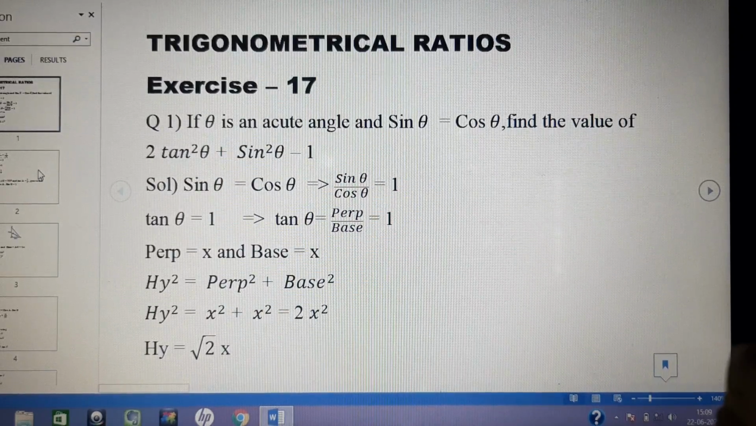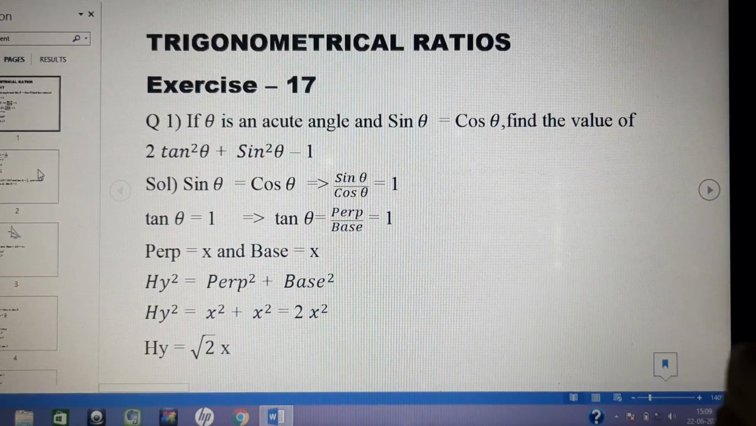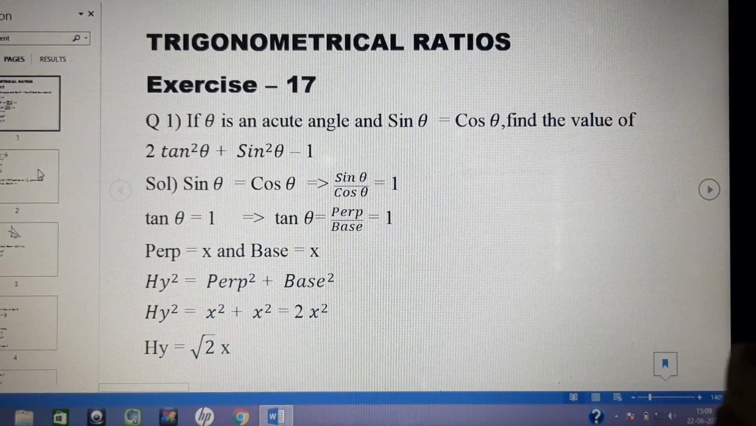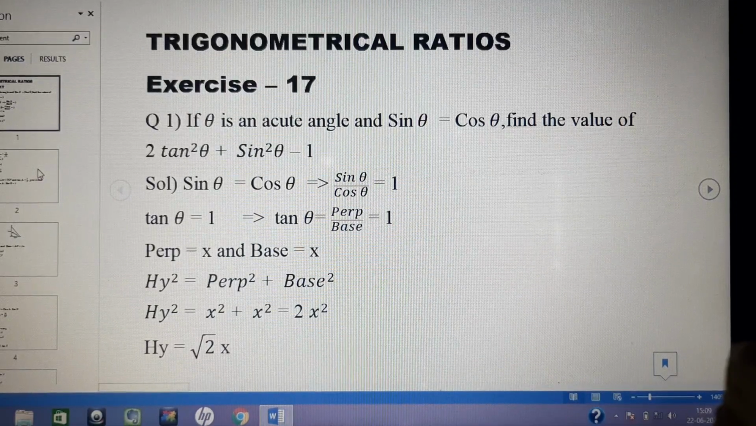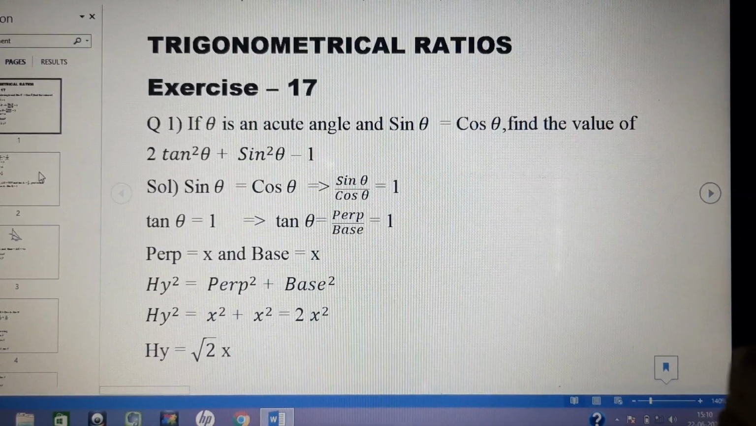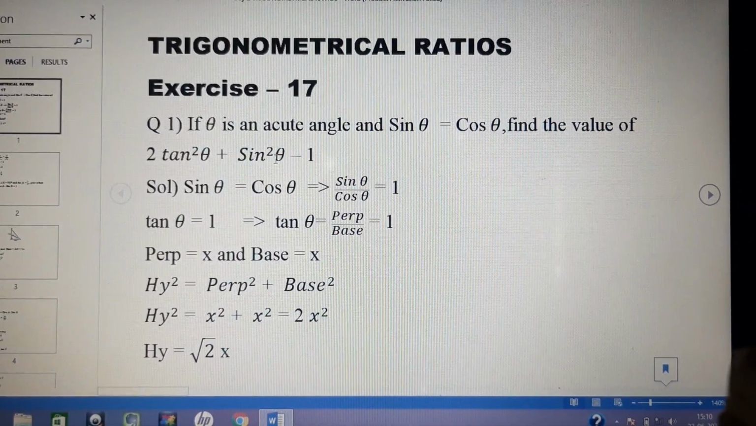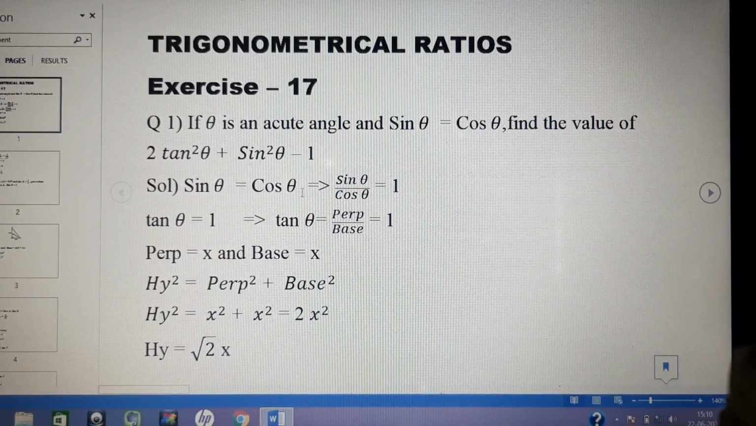Let us start with the question. The question is, if theta is an acute angle and sin theta is equal to cos theta, we have to find out the value of 2 tan square theta plus sin square theta minus 1. Clear? So they have not given any value. Then how are we going to calculate it? It is sin theta is equal to cos theta.